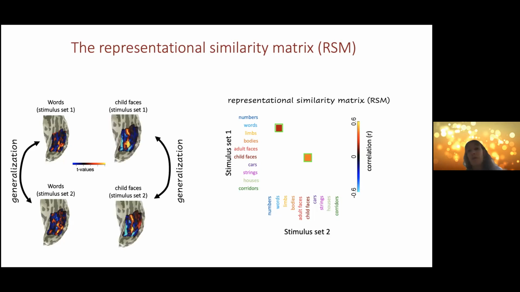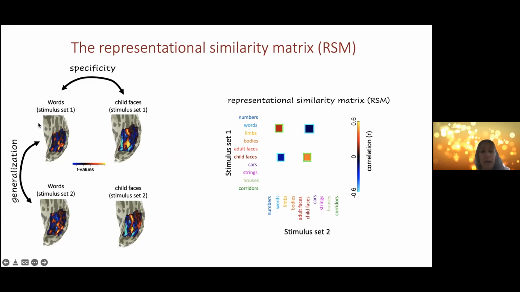We can do this also for another category. For example, the top shows the distributed response to one set of child faces, and the bottom shows a distributed response to another set of child faces. And again, you can see that there's high similarity or high correlation between the patterns. Another thing that's interesting is how different the patterns are between categories. So if we measure the correlation between the patterns of response to words and faces, you can see that the patterns are not correlated. In fact, they're slightly negatively correlated.